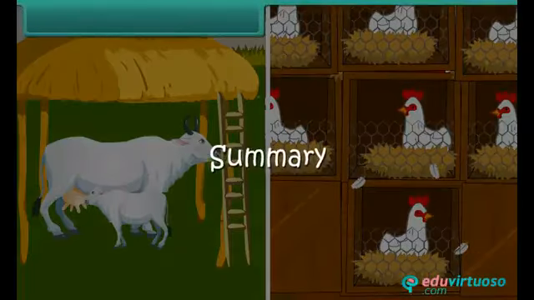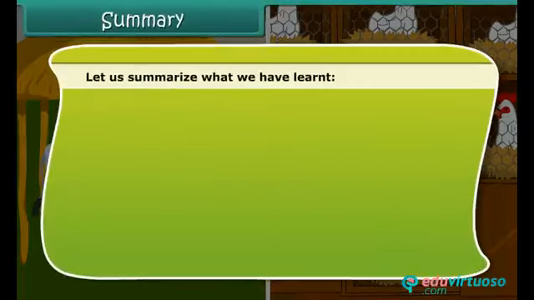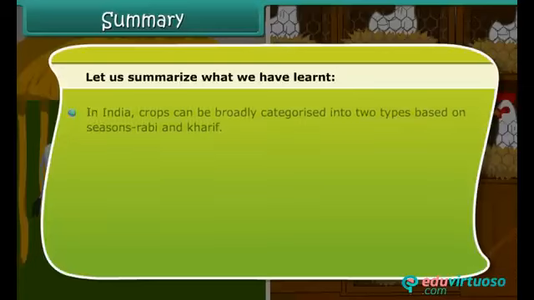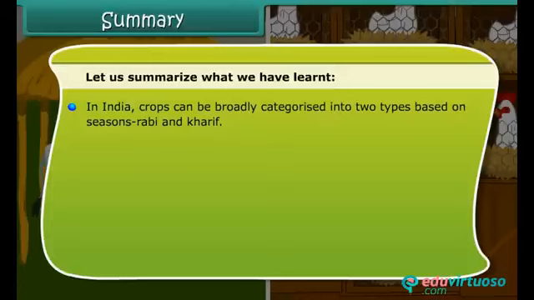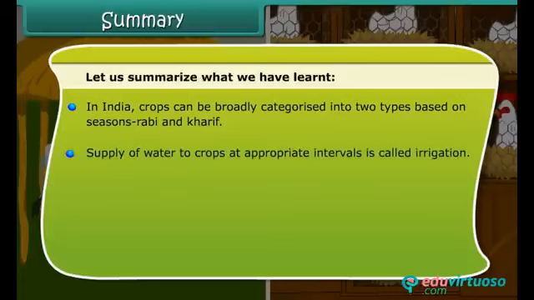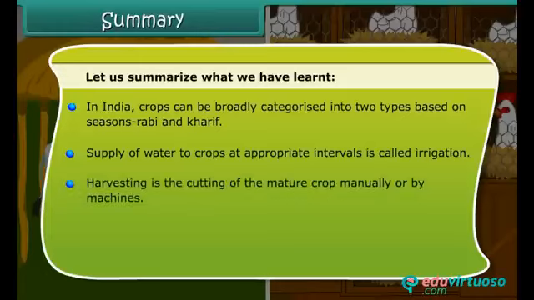Summary. Now friends, let us summarize what we have learned so far. In India, crops can be broadly categorized into two types based on the seasons they are grown in: Rabi and Kharif. Supply of water to crops at appropriate intervals is called irrigation. Harvesting is the cutting of the mature crop manually or by machines.